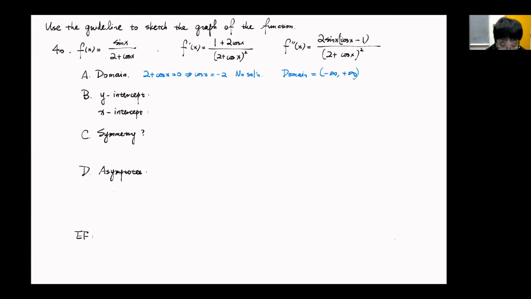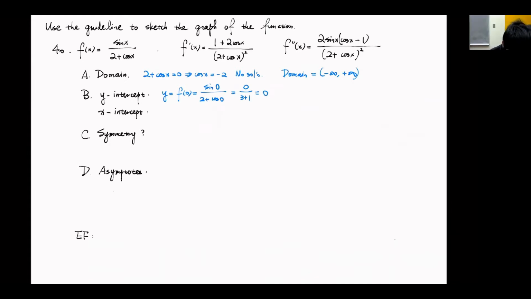And now let's look into the y-intercept and x-intercept. For the y-intercept, we simply plug in x equals 0. So this will be sine of 0 divided by 2 plus cosine of 0. So this will be 0 divided by 3 plus 1, and the answer will be 0. So this is the y-intercept.